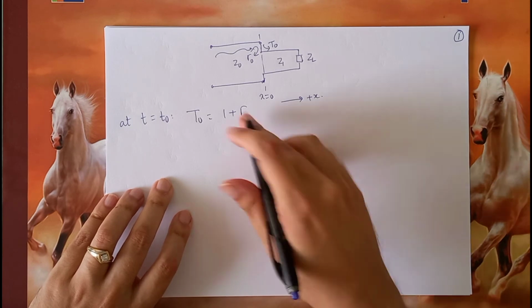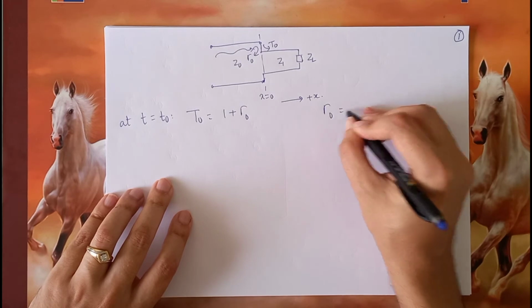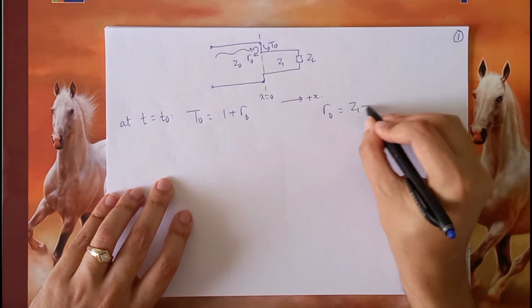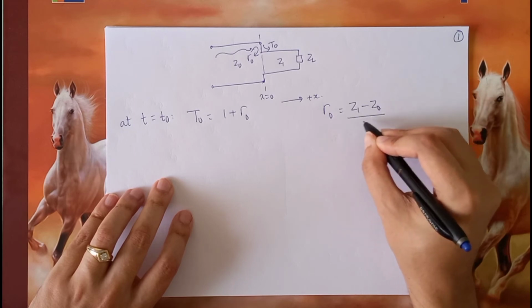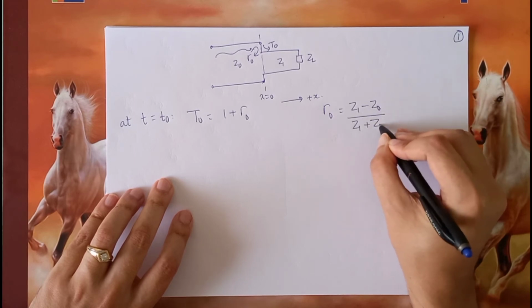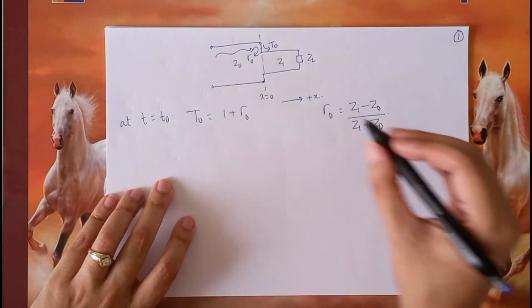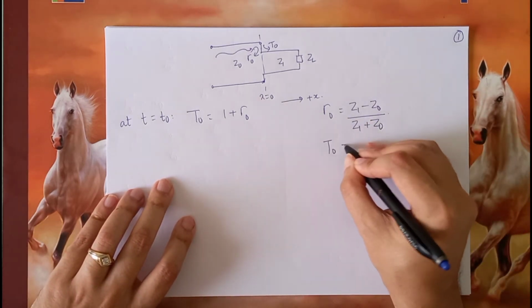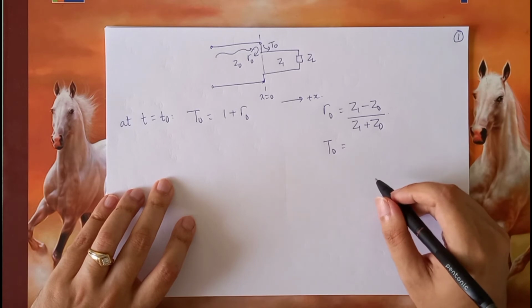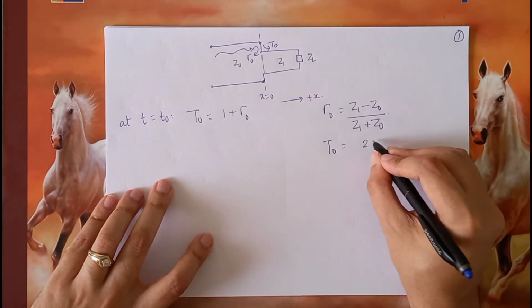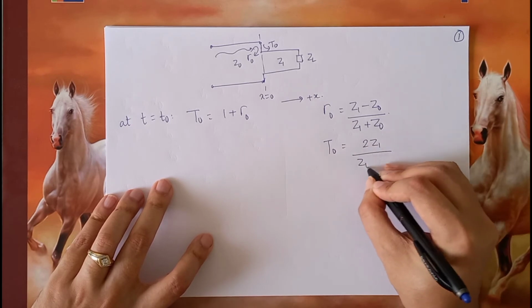and we had shown that gamma 0 is this reflection coefficient between Z1 and Z0, that is Z1 minus Z0 divided by Z1 plus Z0. Similarly, T0, just by applying this, turns out to be 2Z1 divided by Z1 plus Z0.